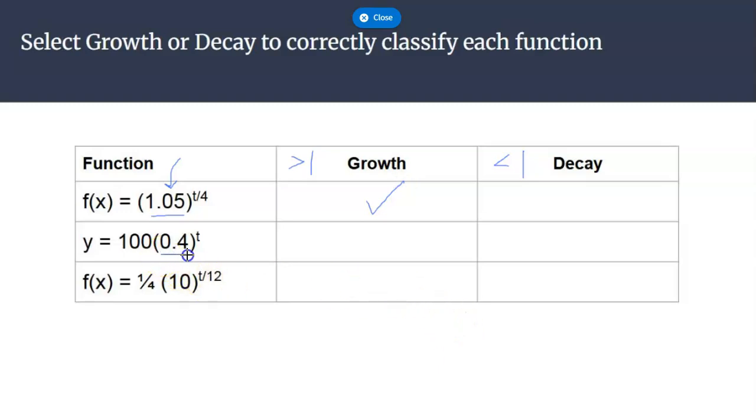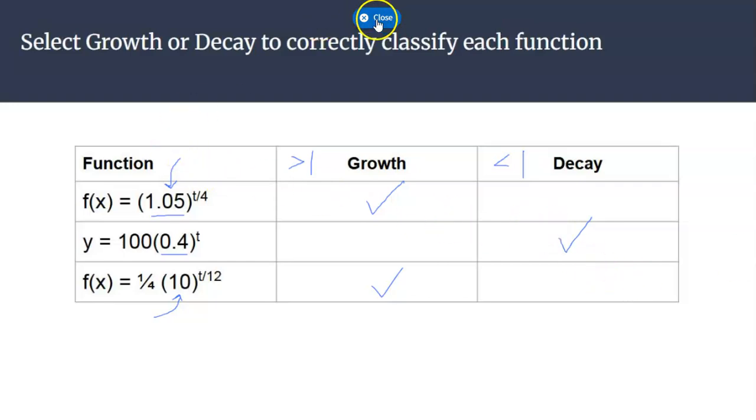On the second one, see how the base of the exponent is less than 1? That would make it a decay. Pay no attention to the initial amount or the exponent itself. We're just focusing on the base. And then on the last one here, we see that 10 is greater than 1. That makes it a growth equation.